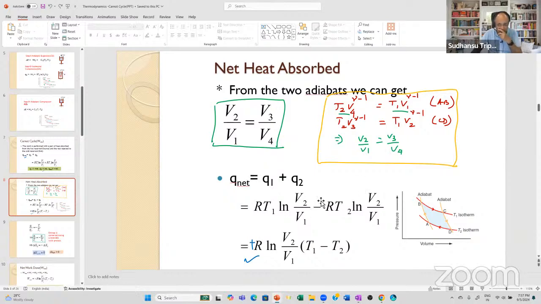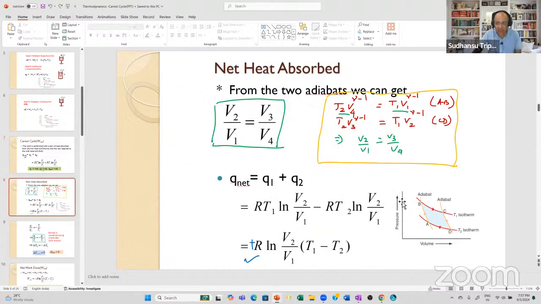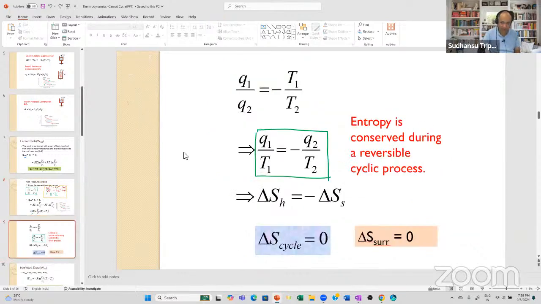Now, when you write this V4 by V3, just to interchange, take V3 to the numerator, V4 to the denominator, so plus will be minus here, and in place of V3 by V4, you write V2 by V1. So in both the terms you have V2 by V1. Take it common. R ln V2 by V1 is common, so T1 minus T2 is the net heat absorbed. Q1 is positive, Q2 is negative, and in terms of this, it is plus R ln V2 by V1 into (T1 minus T2).